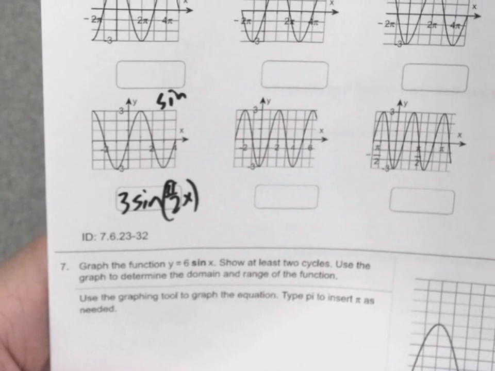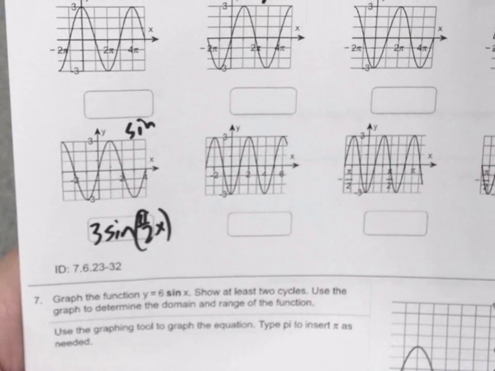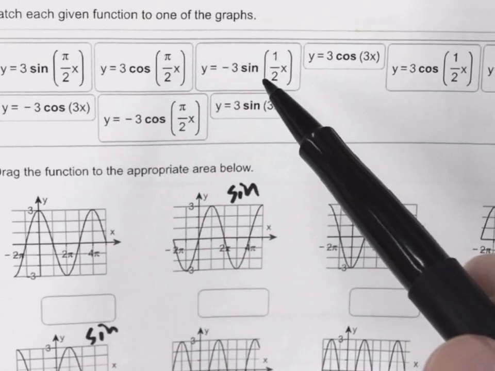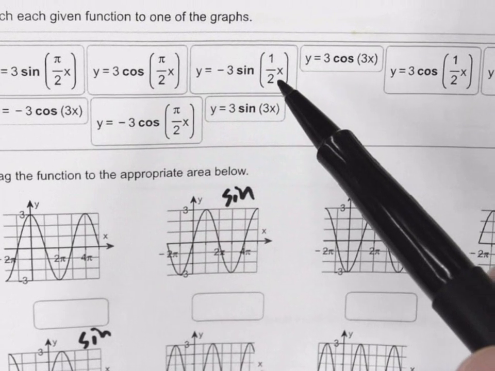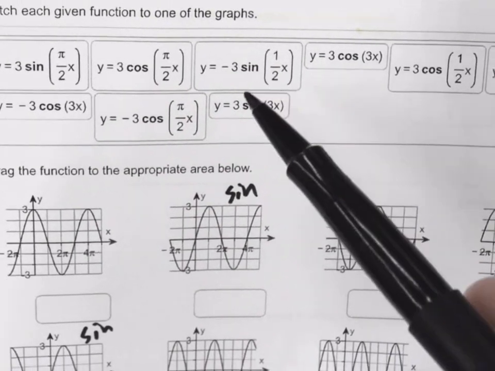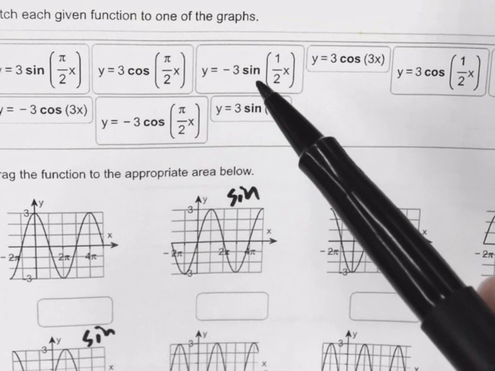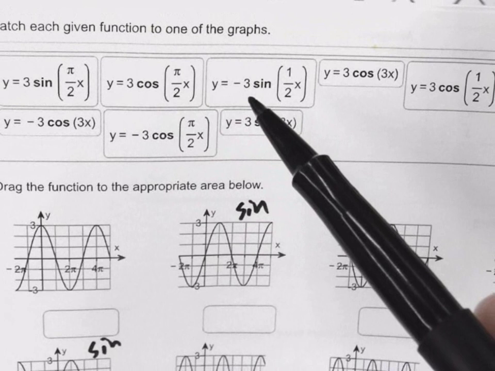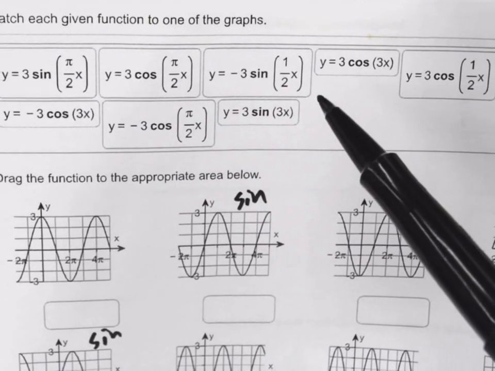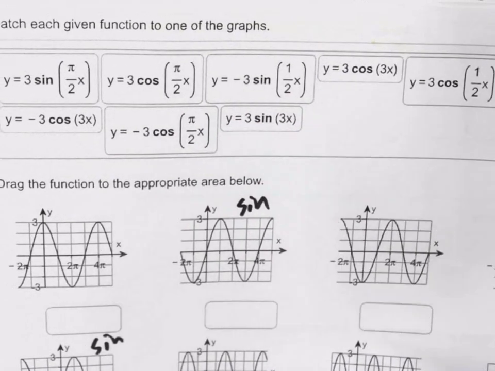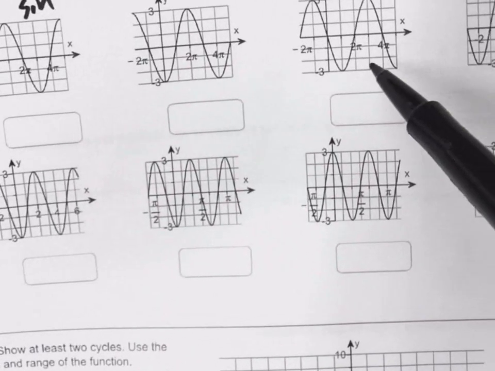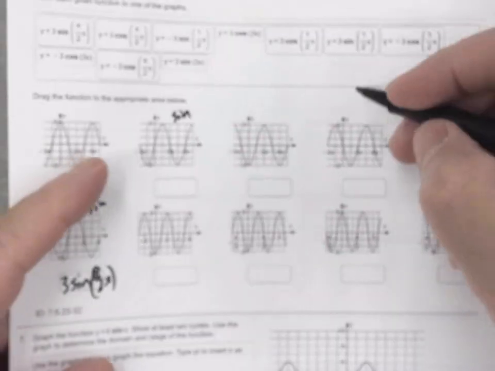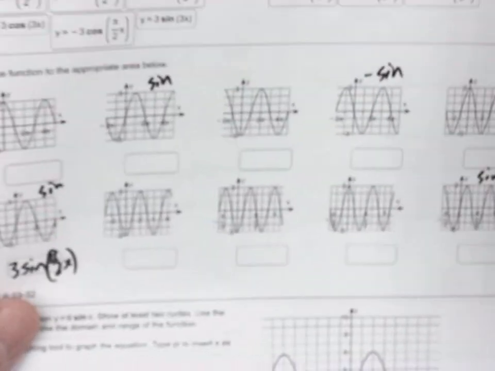Just for fun, let's do another sine. How about this one? Negative 3 sine of 1/2 x. I need to figure out which of these graphs would be a negative sine. So once again, at angle 0 the function is 0, but it has to be going down. So I see right here, it's going down. So this looks like it's a negative sine.